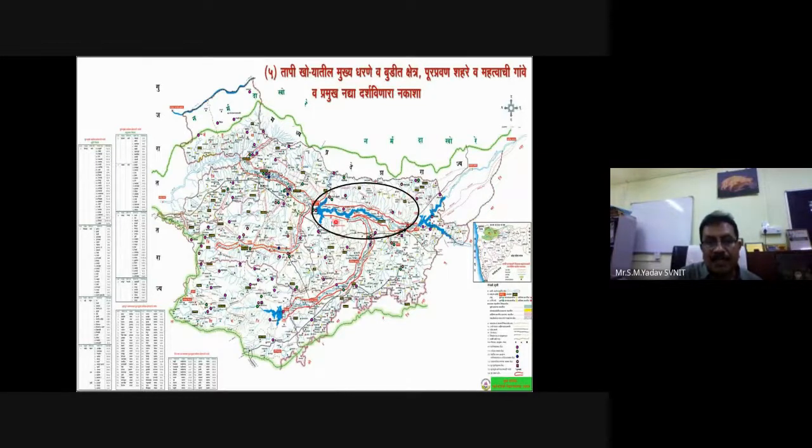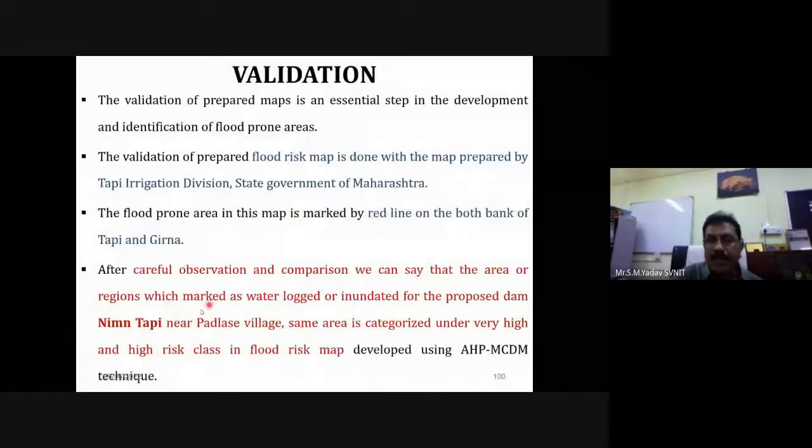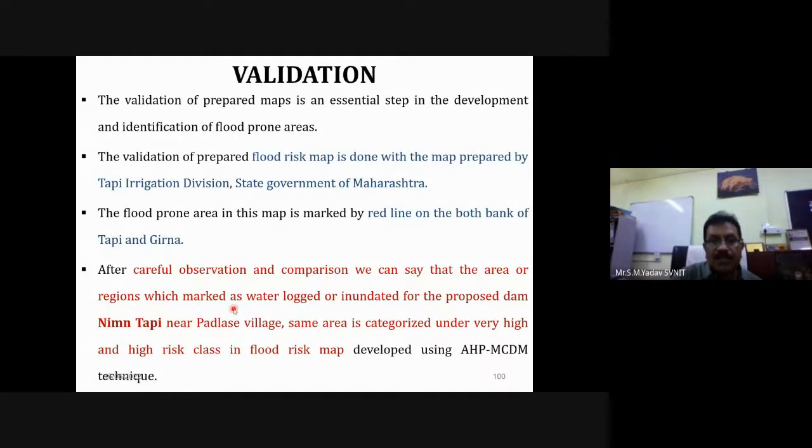Department, and these red lines are the areas which they have marked as high risk. These areas between these two lines are identified by them as the high risk areas for floods. So after careful observation and comparison, we can say that the area or region which is marked as waterlogged or inundated for the proposed dam, Nimna Tapi near Padalse village, the same area is categorized under very high and high risk class in the risk map developed using AHP MCDM technique.